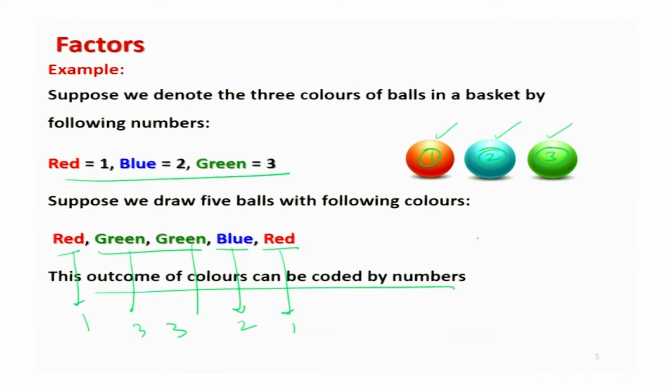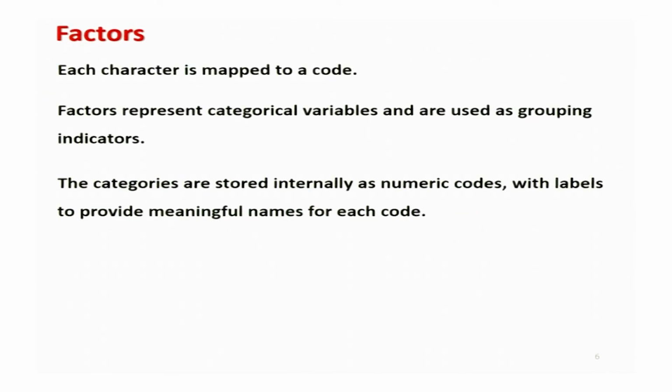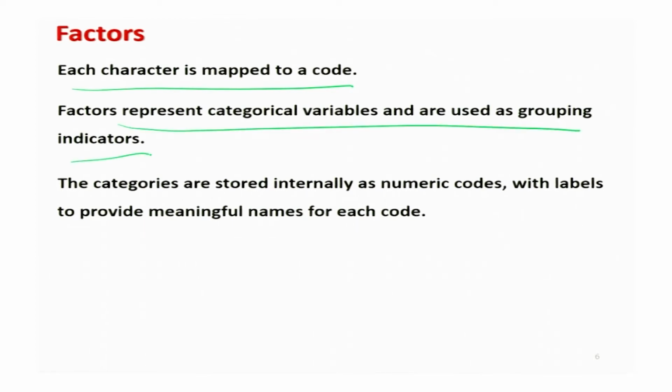So if somewhere it is written, say, that I have got the ball number 2 and 3, that means I have got the blue and green balls. This is what we mean, right. So each character is mapped to a code, and the factors represent the categorical variable and are used as grouping indicators.